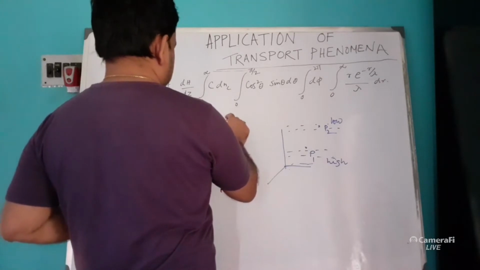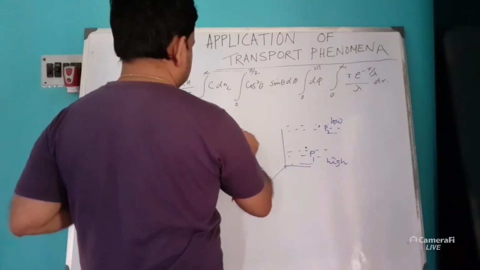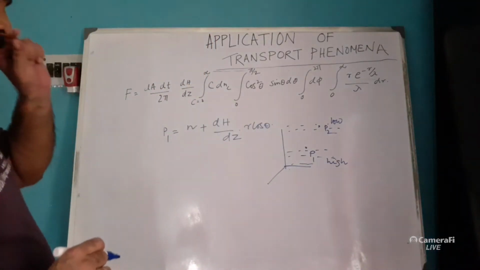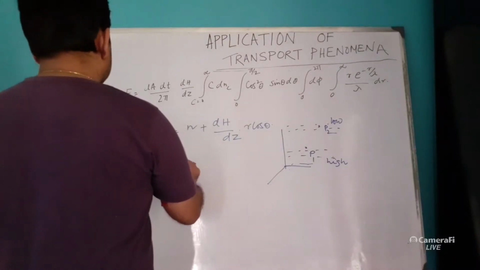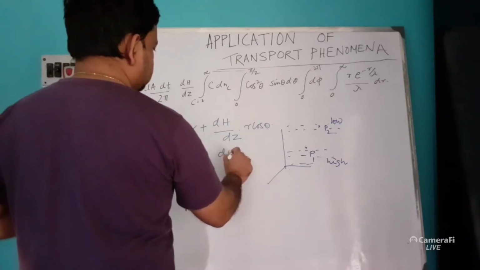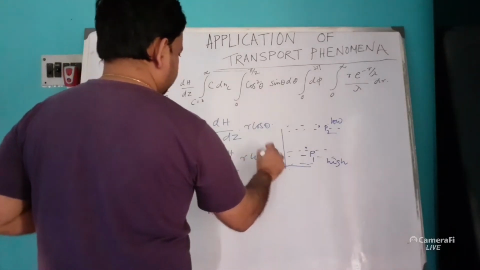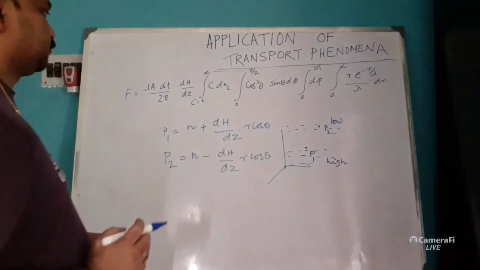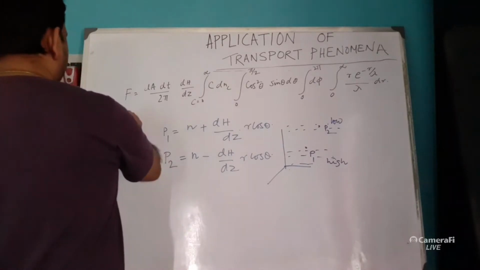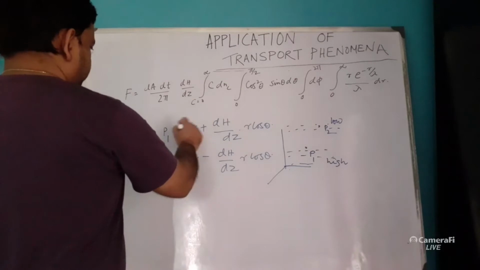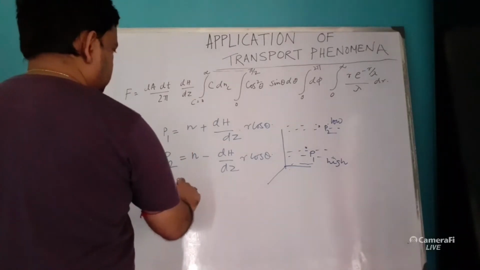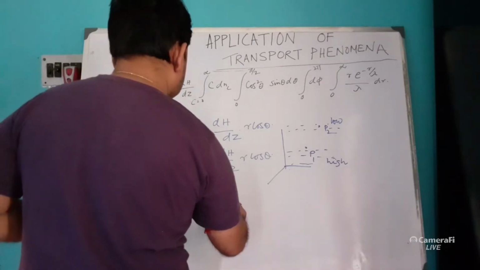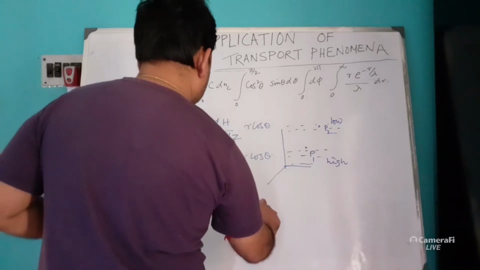P1 is equal to n plus dH by dz into r cos theta, as per spherical polar coordinates, and P2 is equal to n minus dH by dz r cos theta. Using this, the molecule is being transferred from one point to another. If we want to find the difference del F, the difference del P would be P1 minus P2, which would mean 2 into dH by dz into r cos theta.